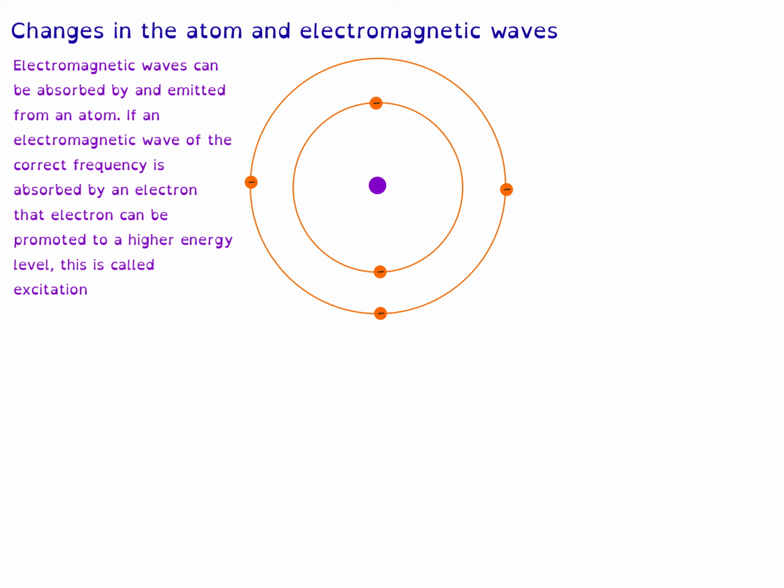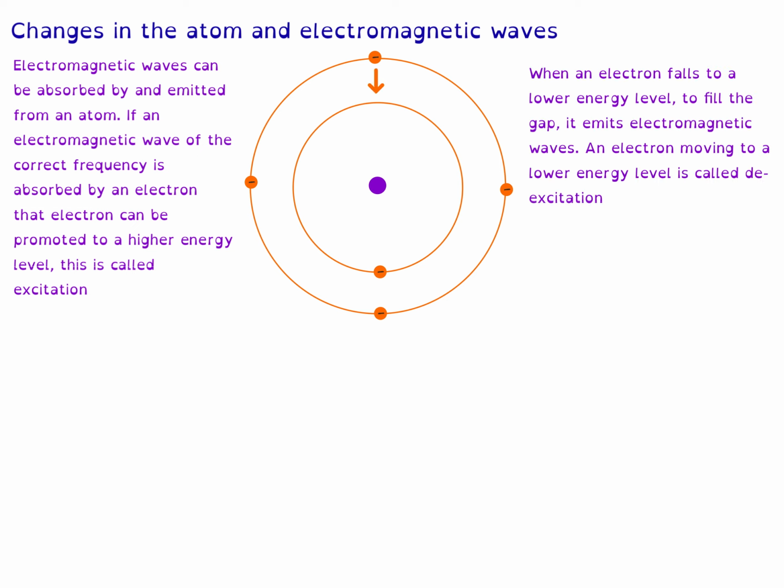Electromagnetic waves can be absorbed by and emitted from an atom. If an electromagnetic wave of the correct frequency is absorbed by an electron, that electron can be promoted to a higher energy level. This is called excitation. When an electron falls to a lower energy level to fill the gap, it emits electromagnetic waves. An electron moving to a lower energy level is called de-excitation.